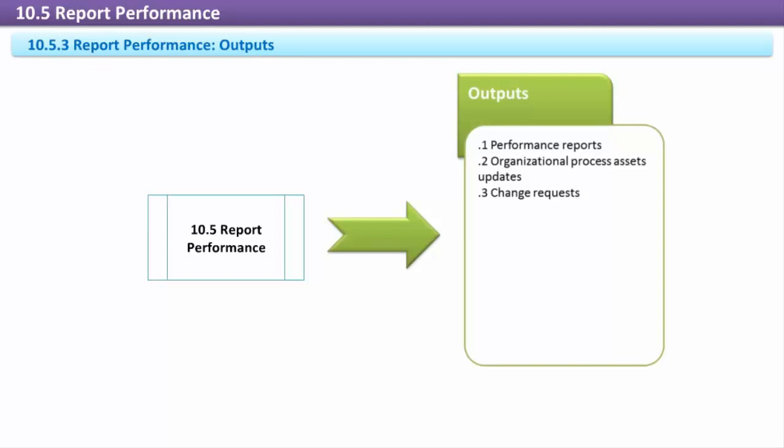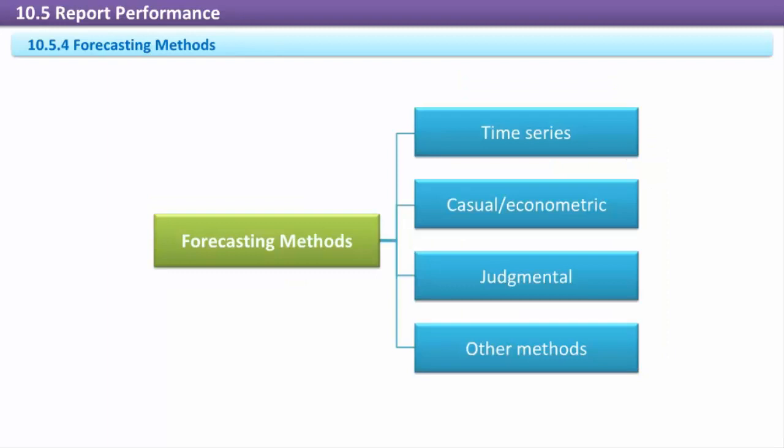Organizational process assets updates. Performance reports and the results from variance analysis add to the knowledge base of the organization and provide lessons learned information. Change requests. Variance analysis can result in the need for corrective or preventative actions, including change requests to the project management plan.